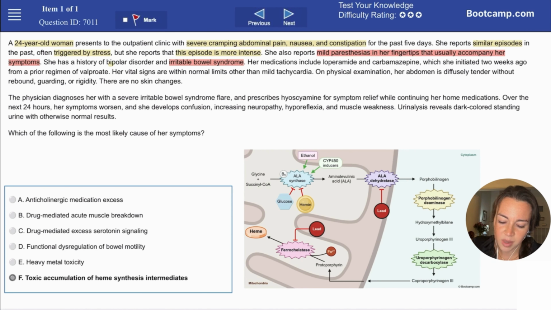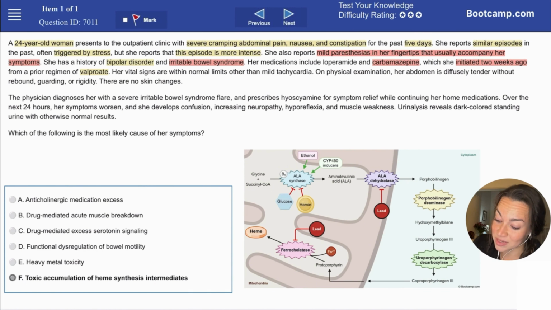She has a history of bipolar disorder as well as the IBS, and her medications include loperamide and carbamazepine, which she initiated 2 weeks ago from a prior regimen of valproate. So anytime you see a timeline for a recently initiated drug, you should lock in on it. Our patient is having 5 days of symptoms, and she changed her medications 2 weeks ago.